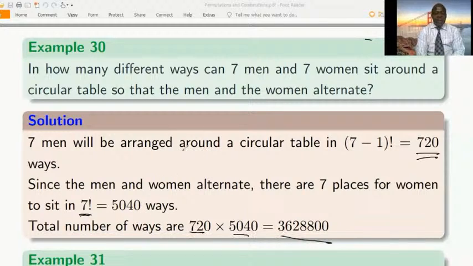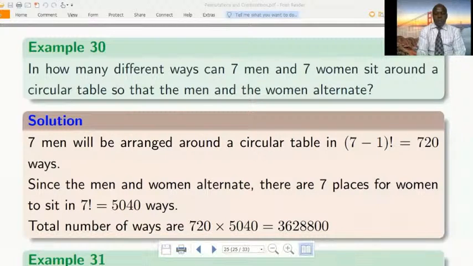And as I said again, there's no problem if you were to sit the ladies first in 7-1 factorial ways, and then come and sit the men in the 7 factorial ways, and then multiply the result. There will be no harm in doing that. But that's how we do this question. Of course, you now understand again how to do a similar question to the one we did earlier, but a slightly different approach. Let us proceed to the next question.